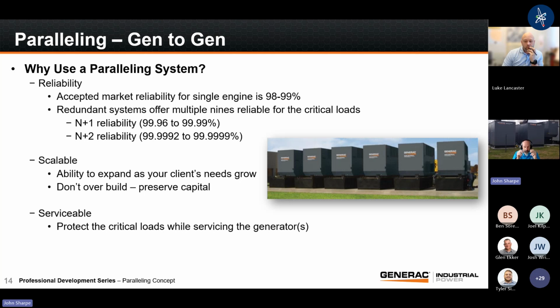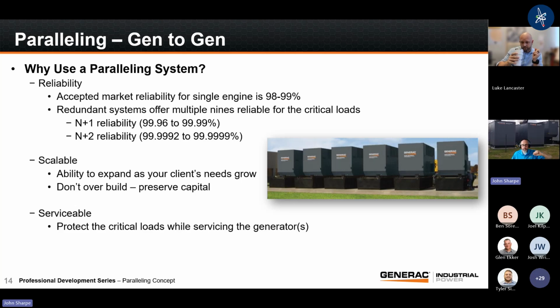And a single generator in and of itself, and it depends on who you talk to. The Uptime Institute has their opinions. They think a generator is about 94% reliable. Generally, the industry sees a generator as being somewhere around 98%-ish reliable. So, and it doesn't matter the brand, right? It doesn't matter what color it is. It can be yellow, it can be green, it can be gray.